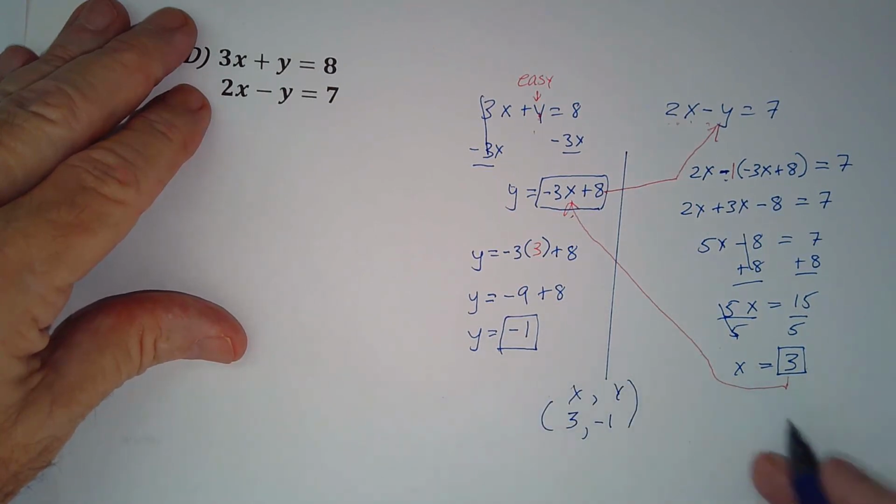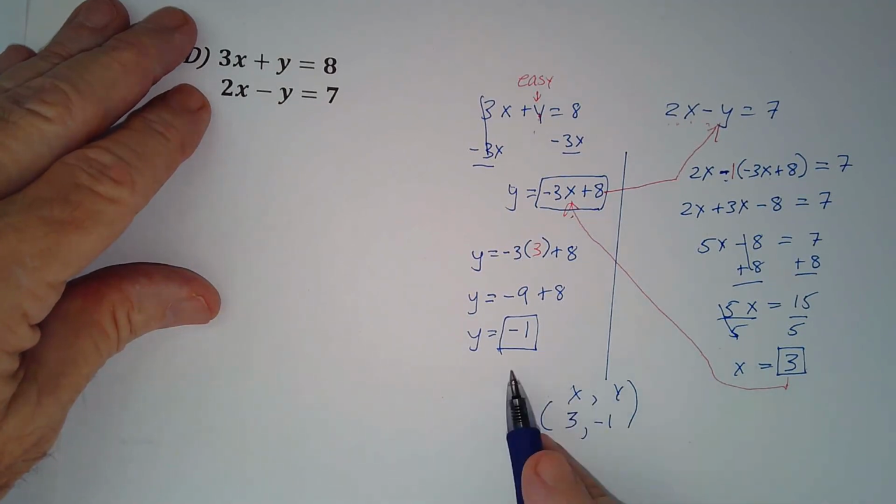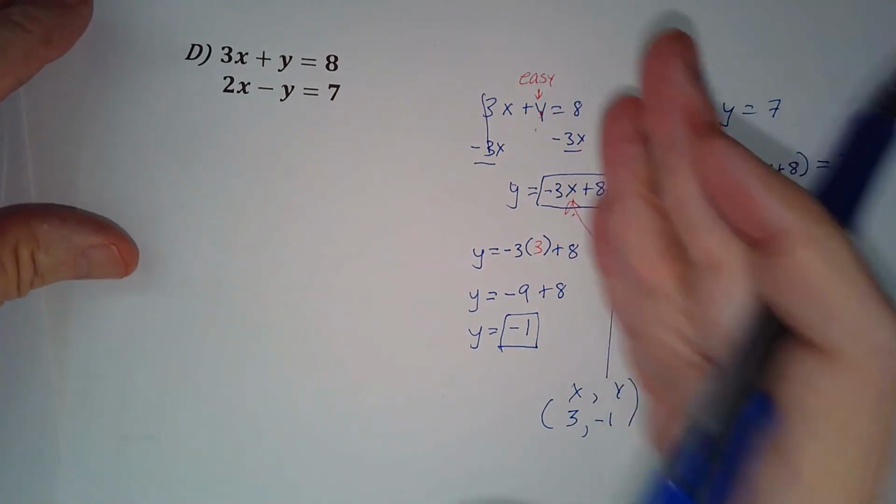Make sure you get these in the proper order. It's so easy to reverse these because you're looking at this at the left and you put the negative 1 in the wrong spot. So don't do that. Okay, so again, you're going to check these.